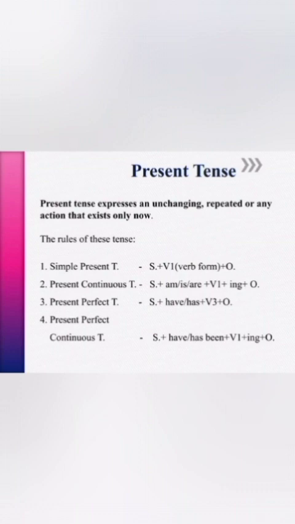Now look at the third tense, that is present perfect tense. It is like this: subject plus have or has plus V3 form of the verb plus object. Now let's look at present perfect continuous tense. Its form is like that: subject plus have or has been plus V1 plus ing form of the verb plus object. Is it clear to you now? Let's look at these rules of these tenses and try to understand them.